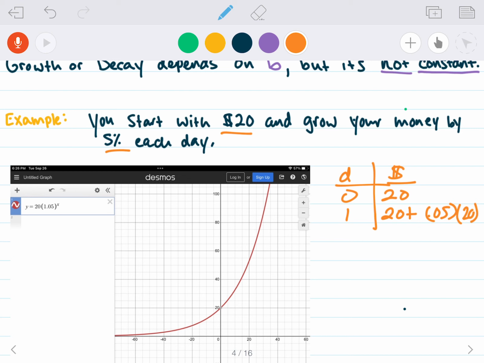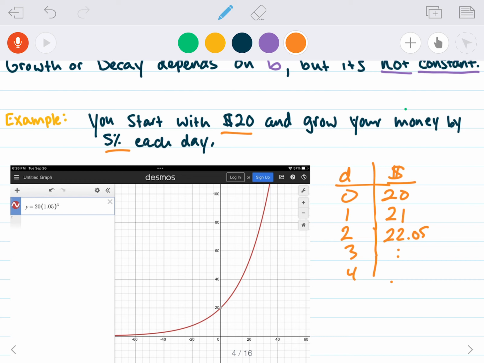So let's see. I believe that is... Yeah, okay. Alright, just wanted to double check myself. Sometimes I do that. On day 2, we're going to have 21 plus 5% of 21. So it's going to give us $22.05. And we can keep going like this to see how our money grows after day 3, day 4, and so forth.